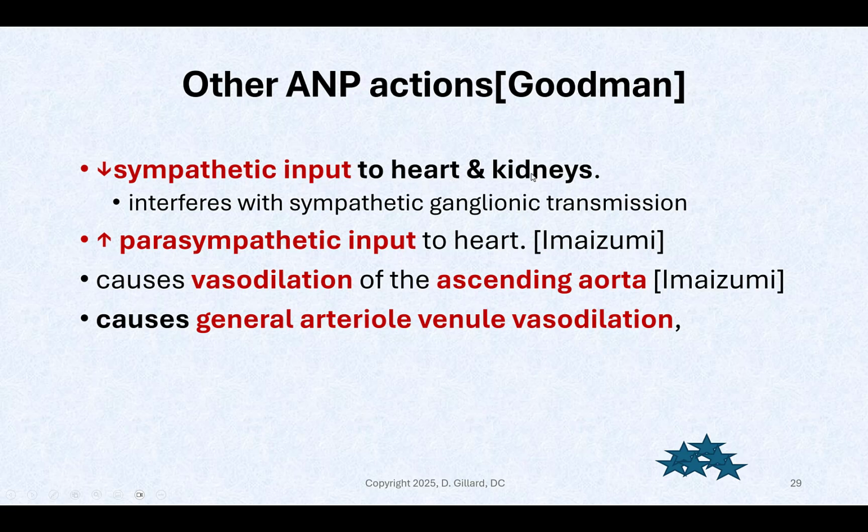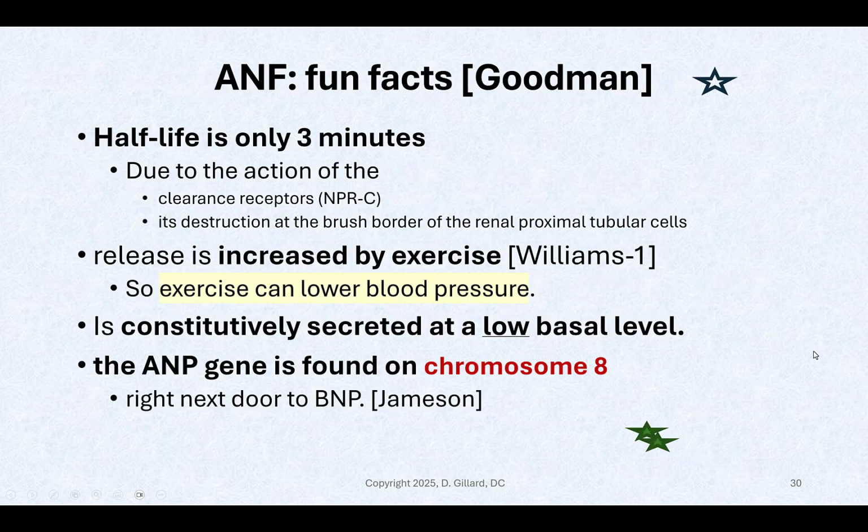Remember, sympathetics speed up the heart. And in the kidneys, it actually would speed up glomerular filtration rate, which would lower the hypertension. It increases parasympathetics to the heart, which would also slow down the heart. It causes vasodilation of the ascending aorta, which is going to decrease the blood pressure. If that lumen is wider, then it could absorb that blast of blood out of the left ventricle. And it also causes general arterial vasodilation, which will also decrease blood pressure.